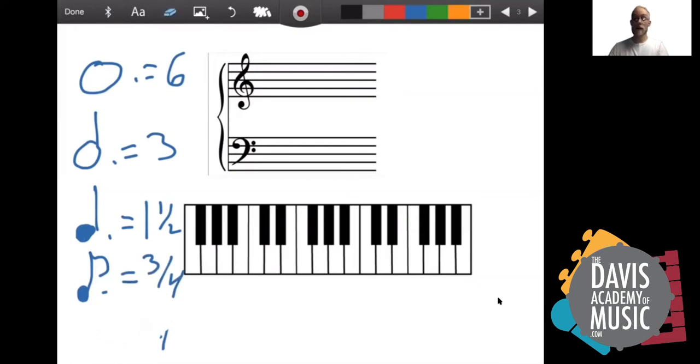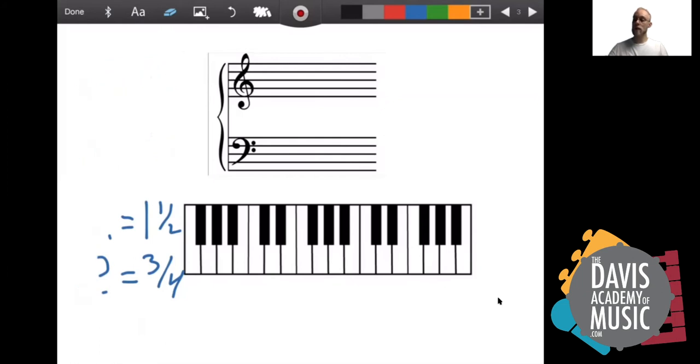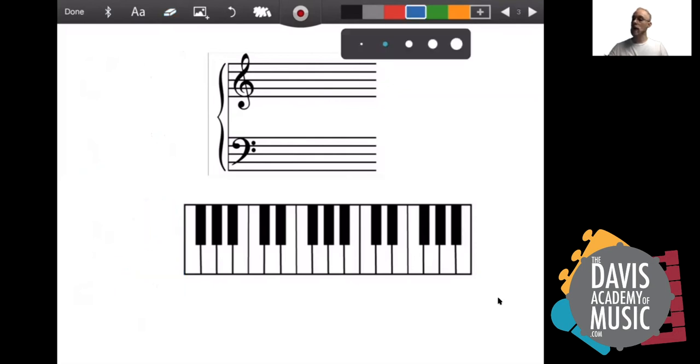Now you can add a dot to any value. So if you have a 16th note or a 32nd note or a 64th note, you can add a dot and the same rule applies. Now in some contexts, it's very rare, but sometimes we'll see what's called a double dotted note. And so if we have a double dotted note, let's say we have a quarter note, and there's 2 dots.